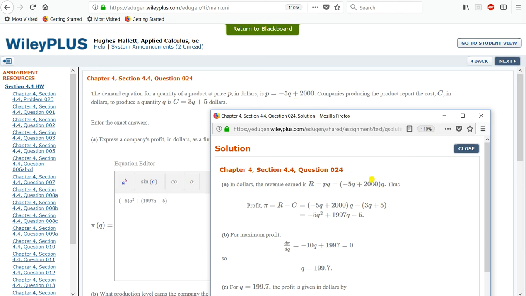So you get this one as the R function, and this is the revenue R, and you subtract it from the cost function, which is here. Revenue subtract cost gives you the profits. So do the subtraction of this polynomial, you should end up with the quadratic polynomial here.